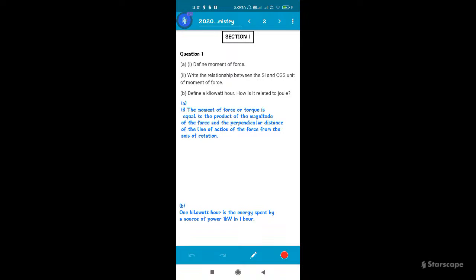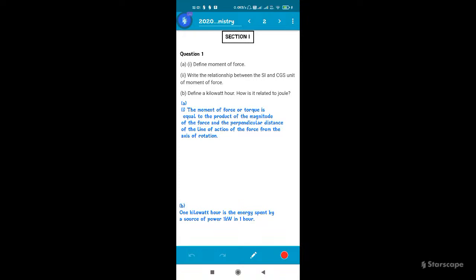Today we are going to solve the 2020 ICSE question paper from the subject physics. Like we have been doing in the past few live sessions, first we solved section 1 in one of the live sessions and then we moved to section 2. We are going to do the same today. Today we are going to solve section 1. So let's begin with the questions.